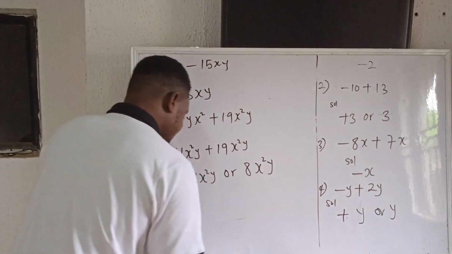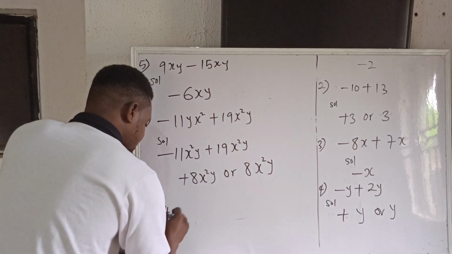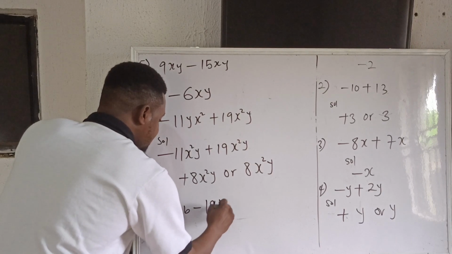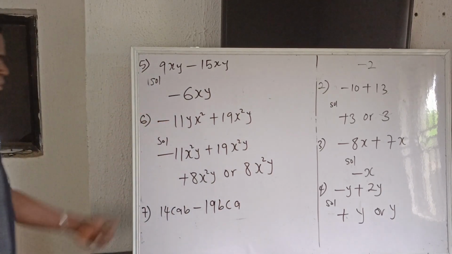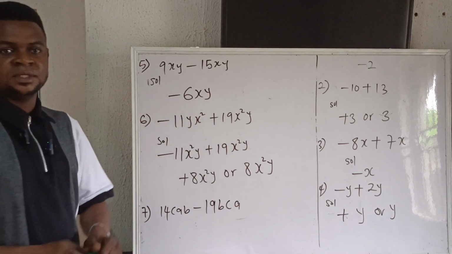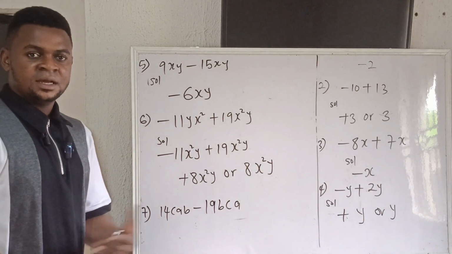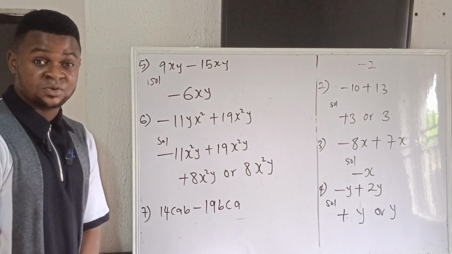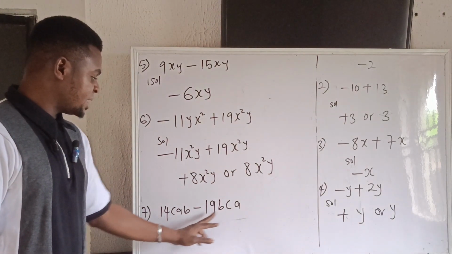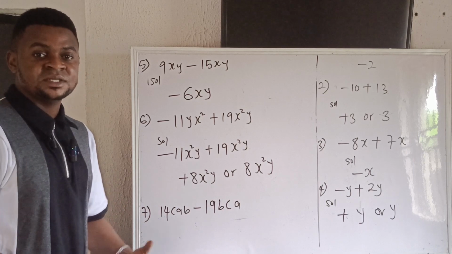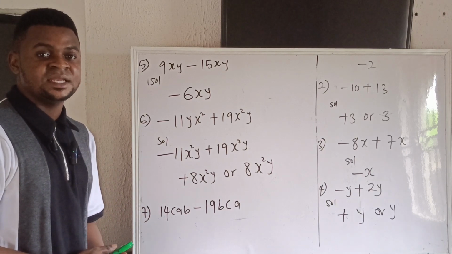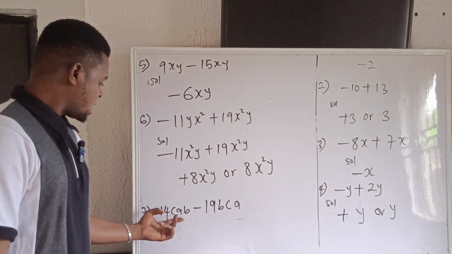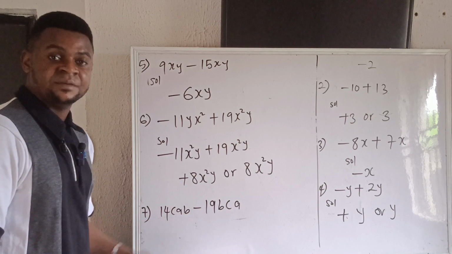If you were to simplify 14CAB minus 19BCA, how do we solve this? This is also not hard. First of all, looking at the variables, they don't seem to be arranged in alphabetical order. I'm having CAB and this is BCA. So since the variables are not arranged in alphabetical order, I will just need to rearrange the variables in alphabetical order.